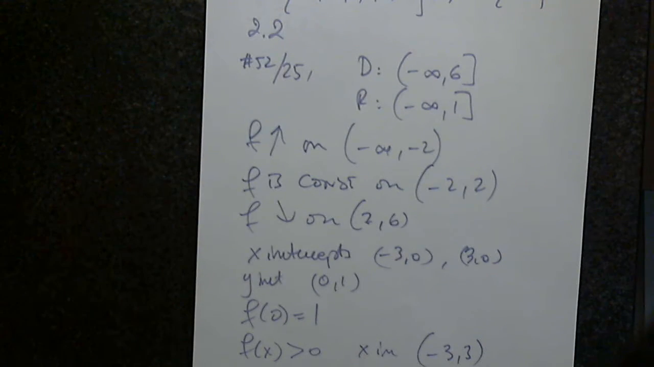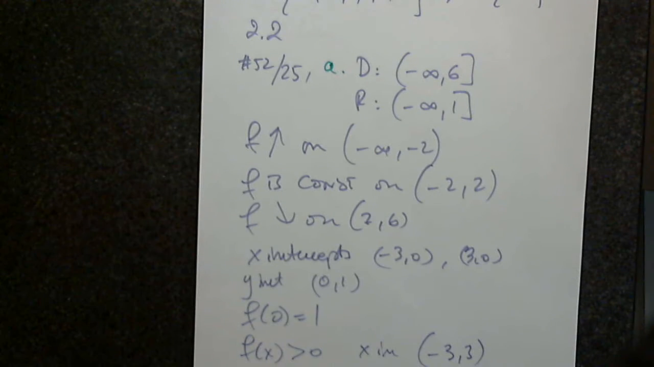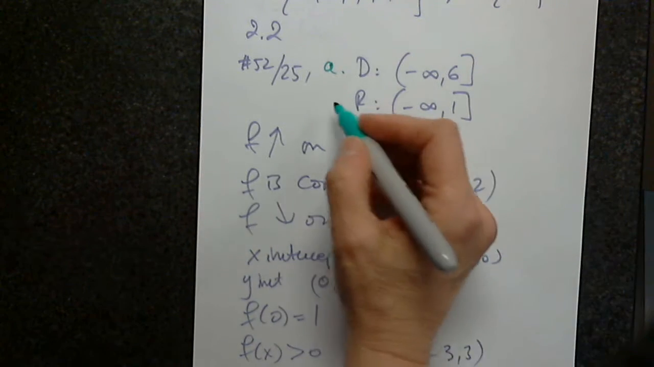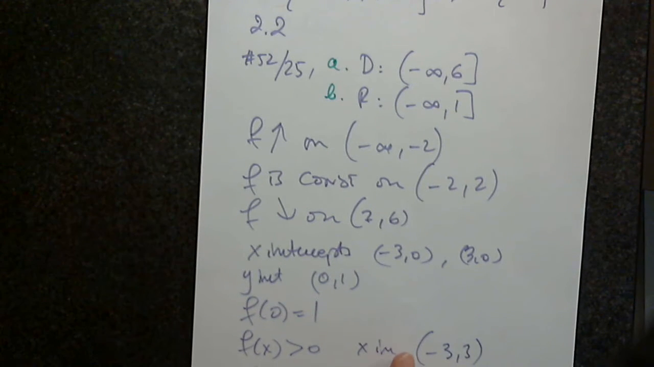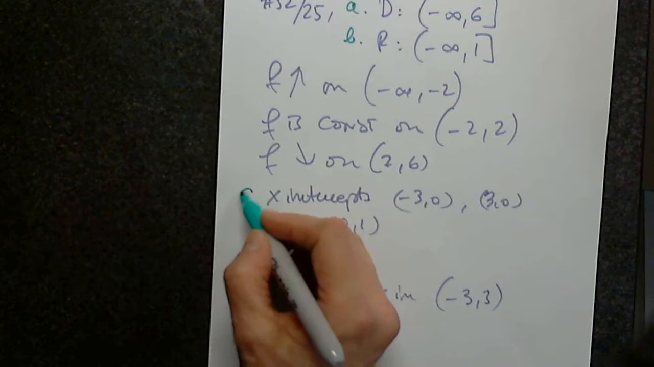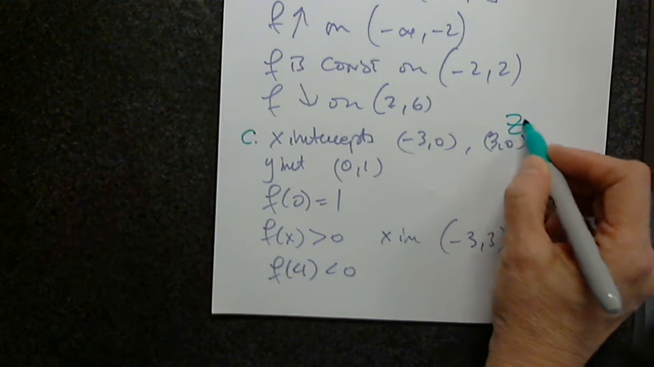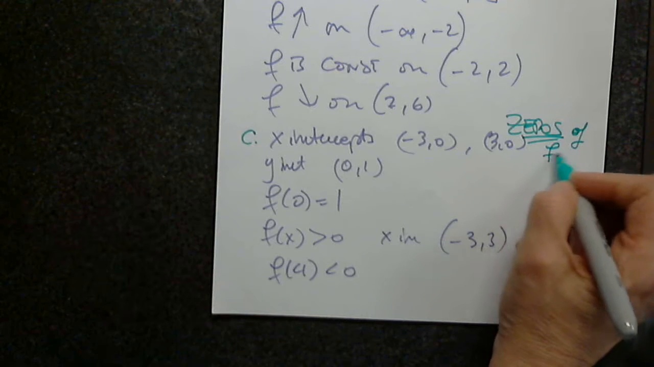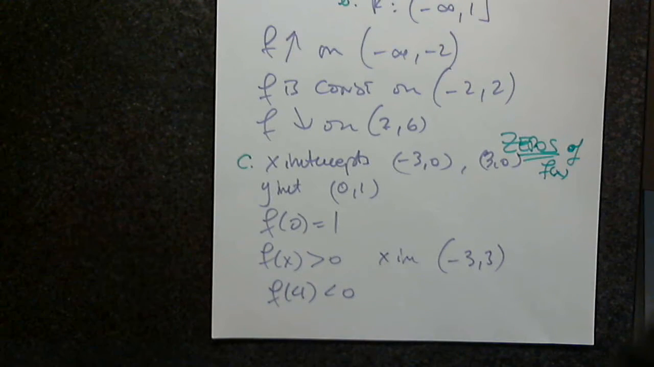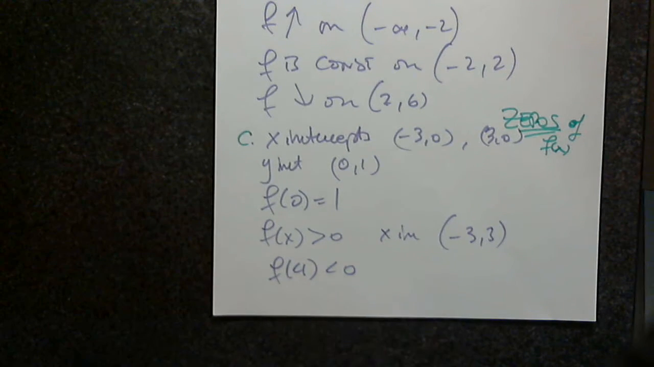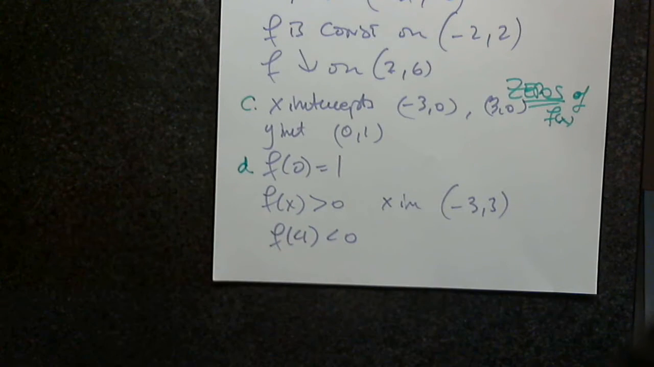Okay, domain was part A. So domain between -infinity and 6. Are we okay with that so far? Stop me if you have questions anytime. Part B was the range. Part C, the x-intercepts, also called zeros of f of x. X-intercepts, -3, 0, 3, 0, also called the zeros of f of x. Part D was this. F of 0 was 1.